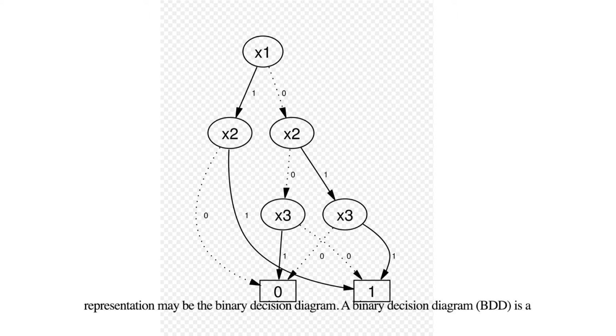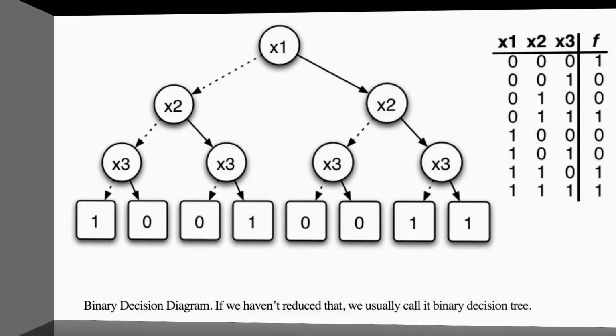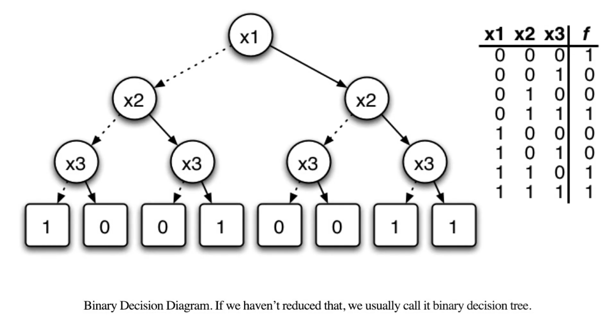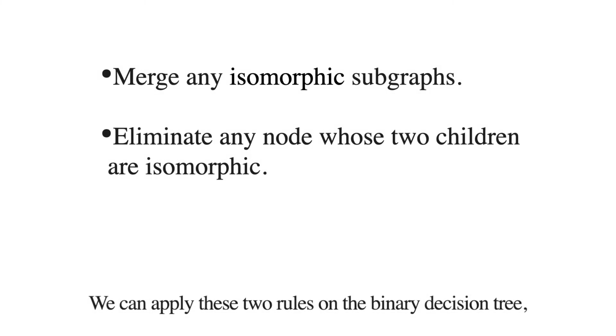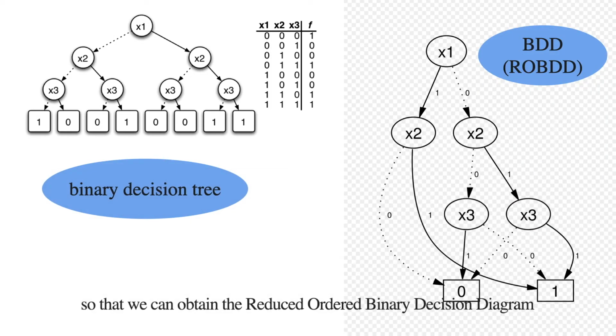A binary decision diagram is a rooted, directed, acyclic graph. It is a data structure that is used to represent a Boolean function. Usually, when we say binary decision diagram, we mean reduced order binary decision diagram. If we haven't reduced it, we usually call it a binary decision tree. We can apply these two rules on the binary decision tree so that we can obtain the reduced order binary decision diagram.